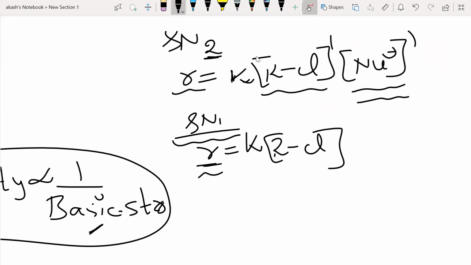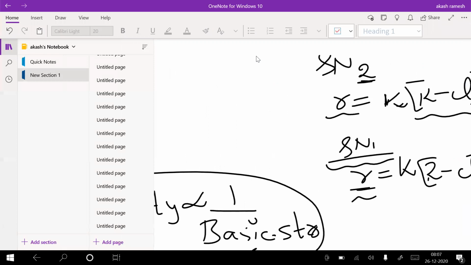Right now, what about leaving capacity? Will it affect the rate of the reaction in both SN1 and SN2? Leaving capacity. I think you are answering that question. So I'm asking, what about leaving capacity? Will it affect the rate in SN1 as well as SN2? Yes or no?